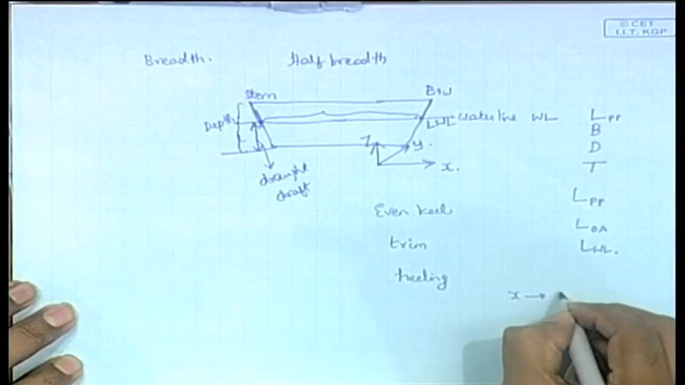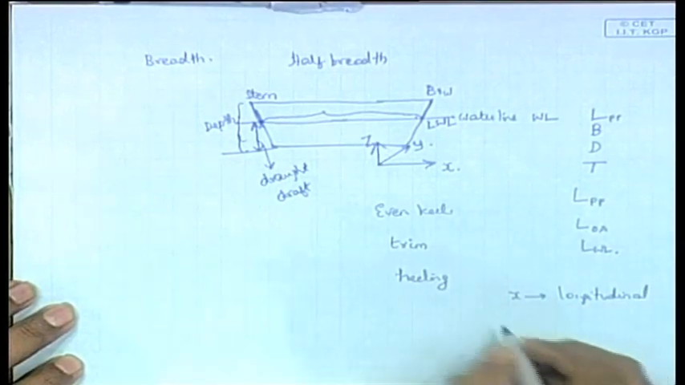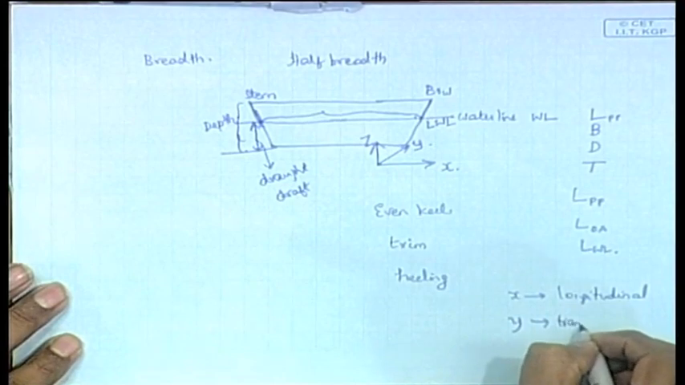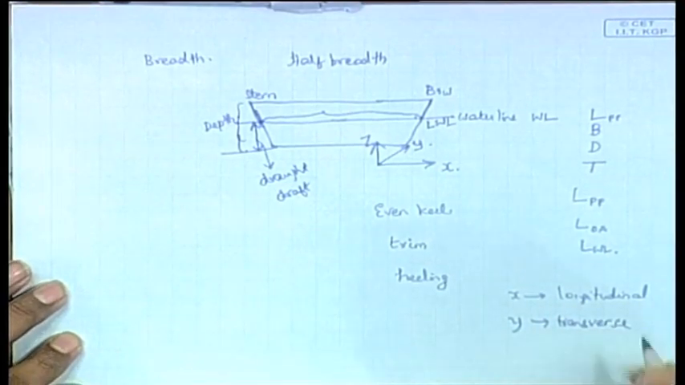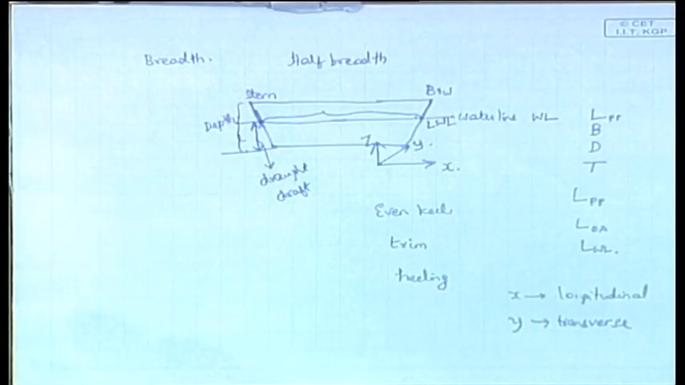Also, this x direction is called the longitudinal direction, and the y direction is known as the transverse direction. These two terms are used very much because you will come across things like moment of inertia, longitudinal moment of inertia and transverse moment of inertia, so you have to know what is transverse and what is longitudinal. This is longitudinal, this is transverse, and the other one is of course vertical.